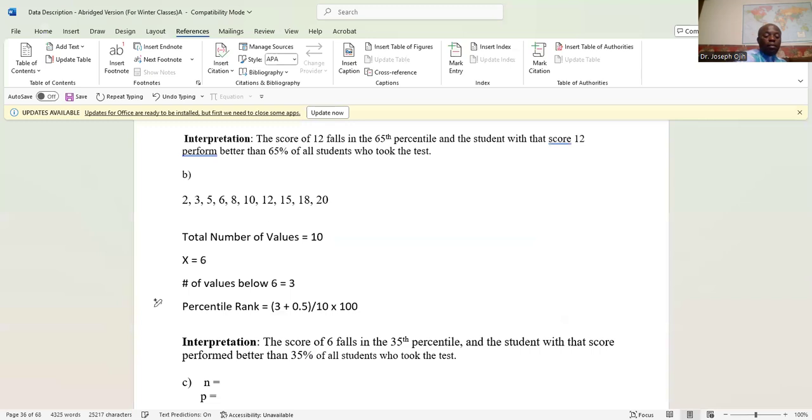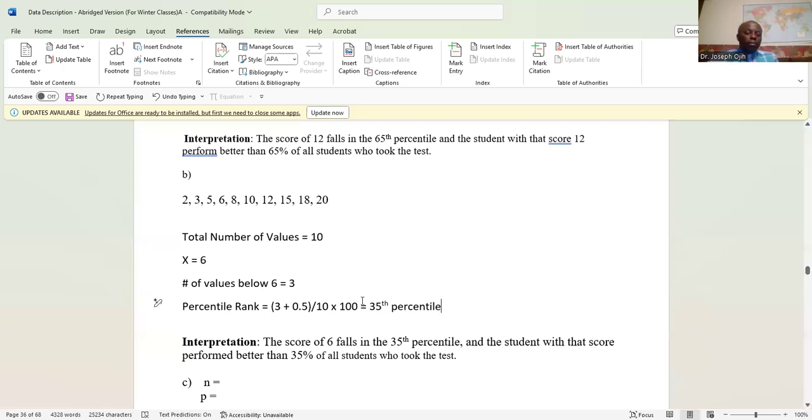35. So the score of C falls at the 35th percentile, equals 35, the 35th percentile. So the score of C falls in the 35th percentile, which means that any student with that score performed better than 35% of all the students who took the test.